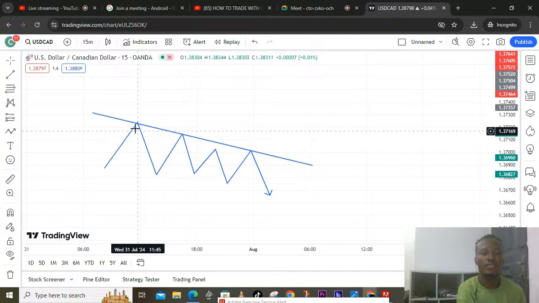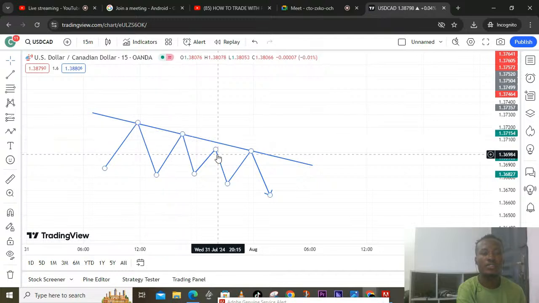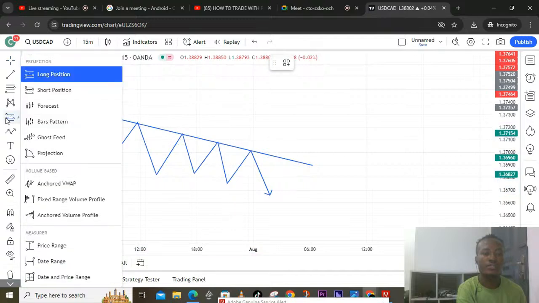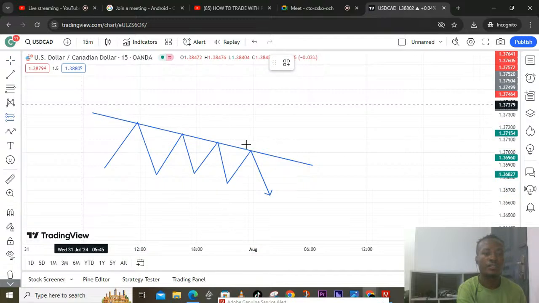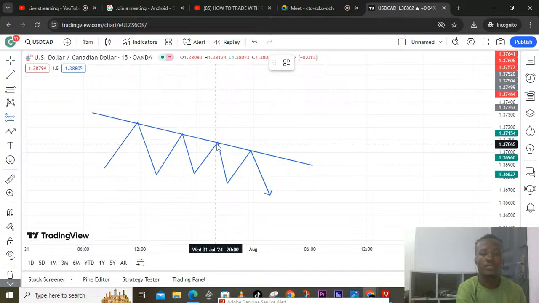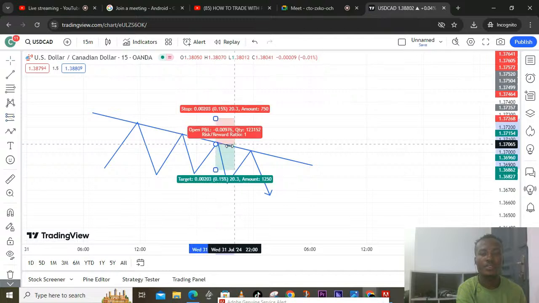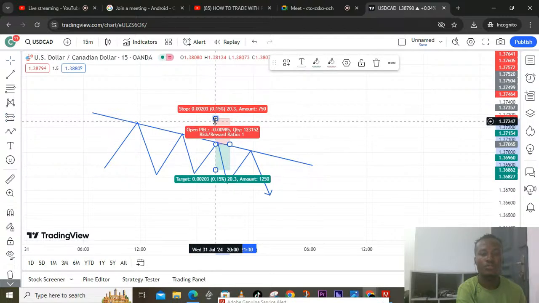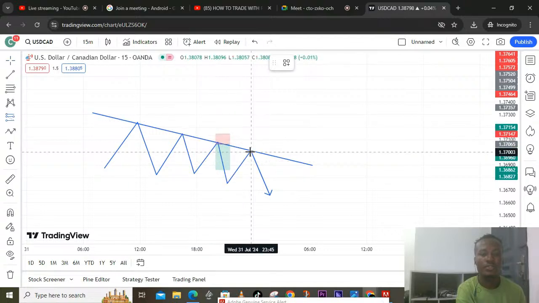If it occurs once, then twice, then we wait for the third move. Whenever price comes there the third time, that's where we want to start to sell. So once you see the price come back to the trend line, shoot for a sell. Whenever you see the price come there again in future, shoot for a sell.